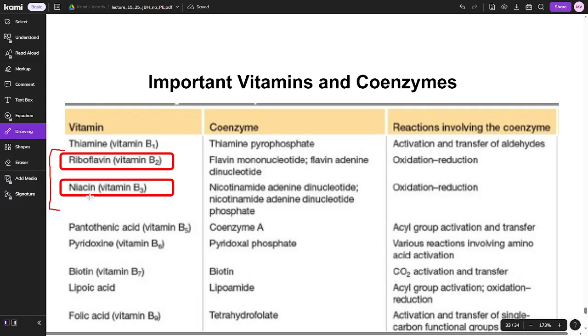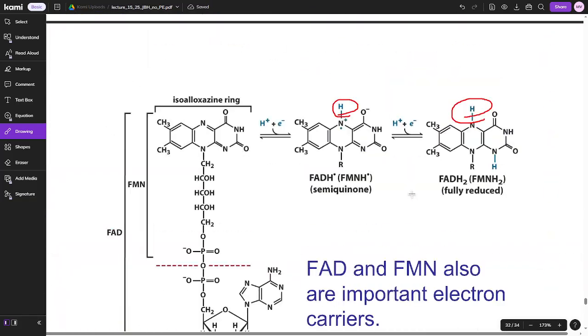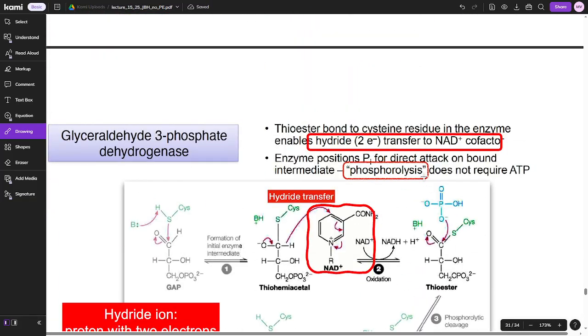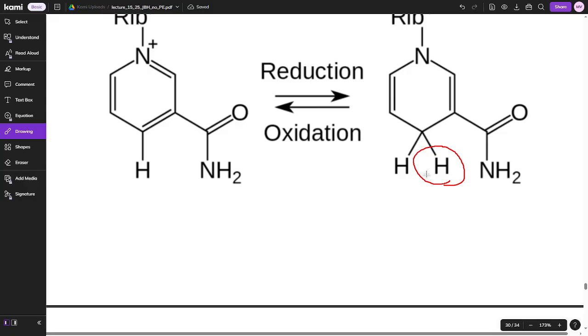And vitamin B2 and B3. So riboflavin, FAD, niacin, NAD, right? And these are important in these oxidation reduction reactions, which we use in our cells. Other than that, though, that should be it for this lecture.